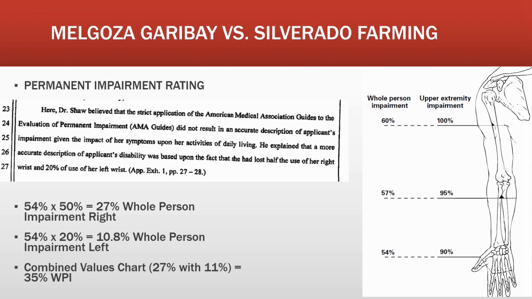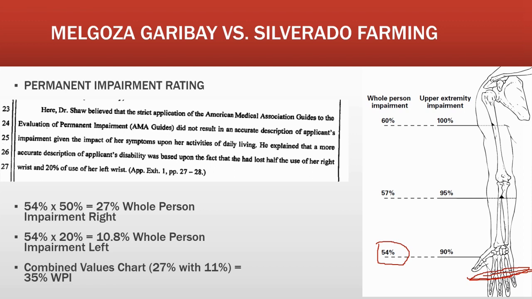Okay, so here we have a diagram from Chapter 16 of the AMA guides, and the court told us that the Qualified Medical Evaluator considered that Ms. Garibay had lost half the use, which is 50%, of her right wrist, and 20% of the use of her left wrist. So taking a look at this diagram, we can learn that if the examinee has a complete amputation at the metacarpal phalangeal joints and loses the entire function of the second through fourth fingers of the hand, that qualifies for a 54% whole person impairment.